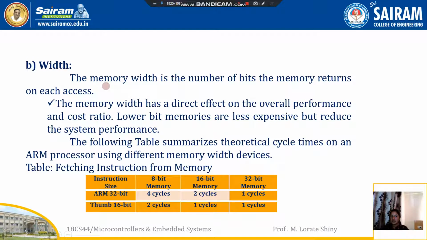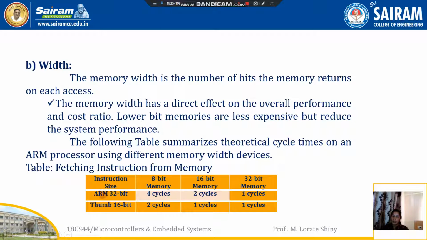Next is width. Width is nothing but memory width, which is the number of bits the memory retains on each axis. The memory width has a direct effect on the overall performance and cost ratio, because if the width of the memory is less, that memory will be less expensive, but it will reduce the system performance.